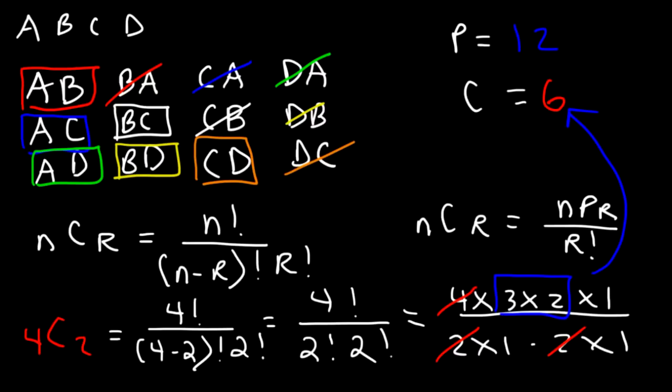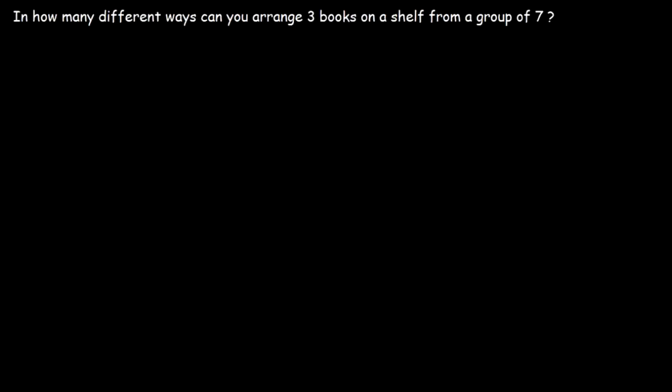And so now you understand how to use the equation, and also you understand how to make a list to determine the number of permutations and combinations. So now let's work on some example problems. In how many different ways can you arrange 3 books on a shelf from a group of 7? Now go ahead and try this problem. Pause the video, take a minute, and feel free to work on it, and then unpause it to see the solution.